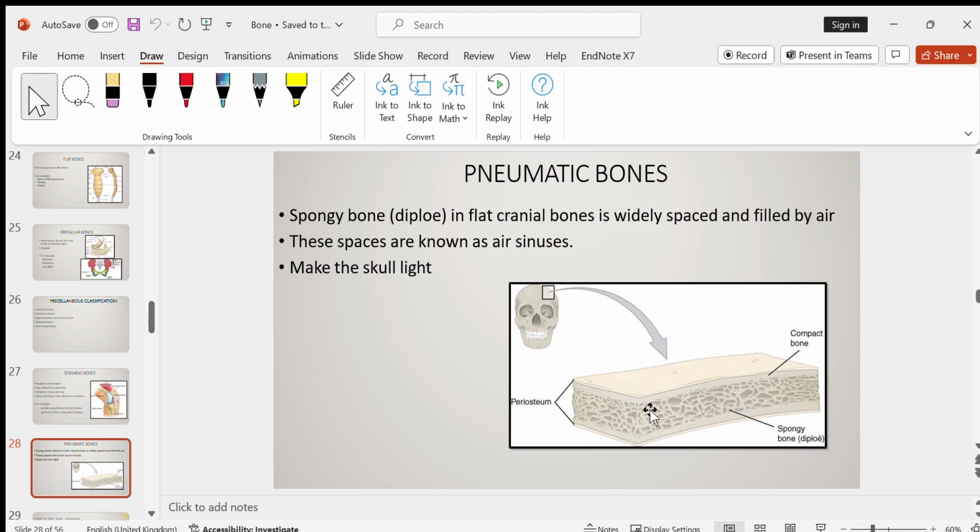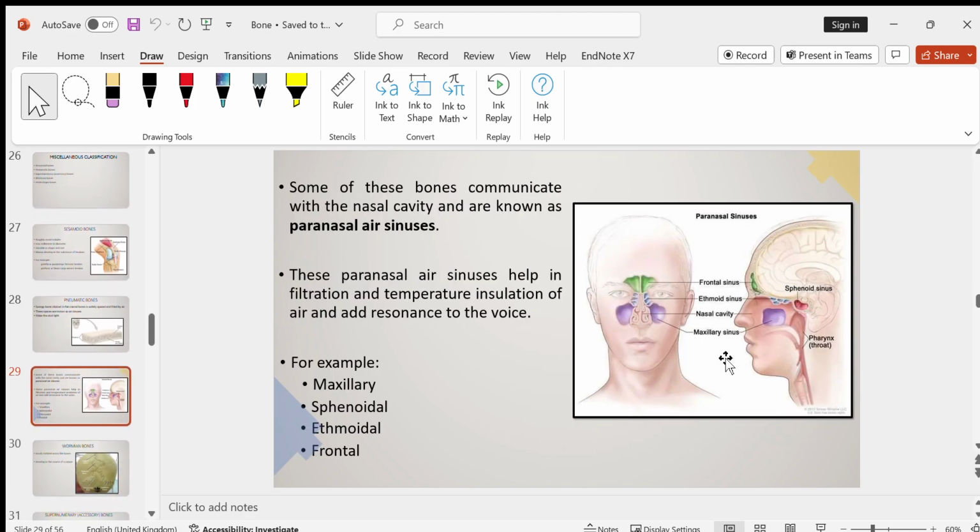This is the structure of spongy bone and here we have spaces inside. In this picture, we see the paranasal air sinuses. What are paranasal air sinuses? They are the spaces inside bones that make the skull light. For example, this is the frontal air sinus, an empty space inside the frontal bone. This is the maxillary sinus, an empty space inside the maxilla. So these bones make the skull lighter. Examples of the pneumatic bones are the maxillary, the sphenoidal, the ethmoidal, and the frontal bone.